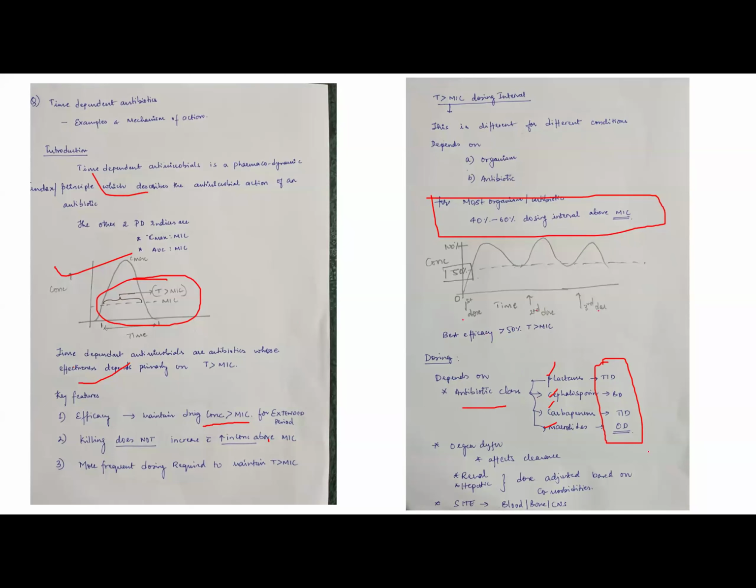Other things that have to be considered in dosing are organ dysfunction, because it affects clearance. You need to consider renal and hepatic function. Dose adjustments are based on comorbidities and the current renal clearance. Site also matters for dosing. In CNS infections, the dose required is usually higher as compared to other sites. So site is also one of the parameters which will affect dosing.